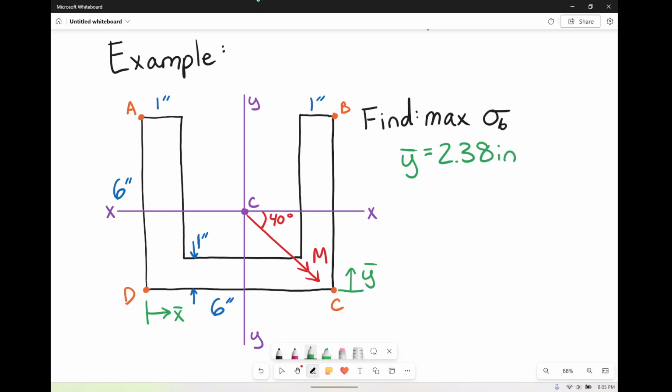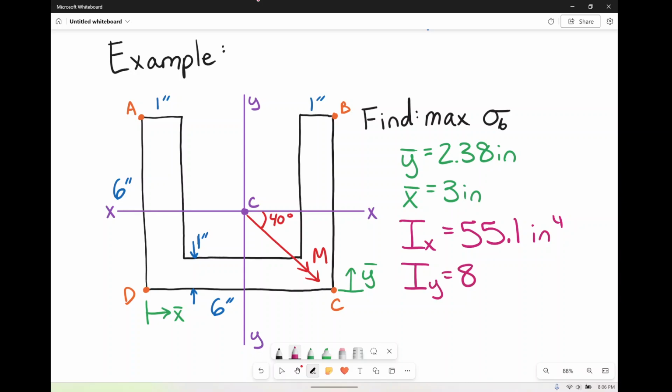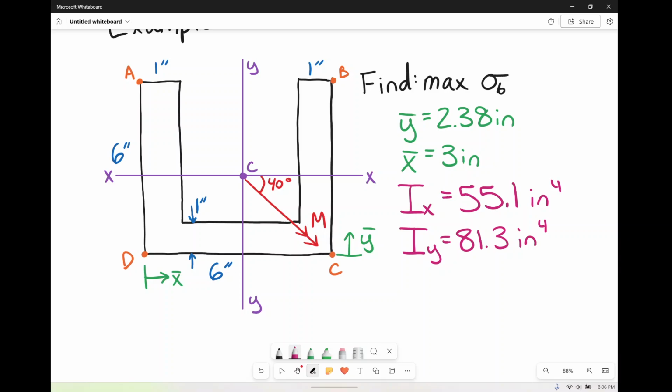Now I did get this again from the centroid video, but again I rotated this 90 degrees. So if you want to see how that came about, you can go ahead and give that a watch. X bar is going to be 3 inches. Now at the same time in that centroid and moment of inertia video, I did also calculate moment of inertia about the X and Y axes, but again, because this is 90 degrees, what I called X is actually Y, and what I called Y is X. Long story short, it's 55.1 inches to the fourth for IX, and for IY, it's 81.3 inches to the fourth. So there we're starting off with some basic information.